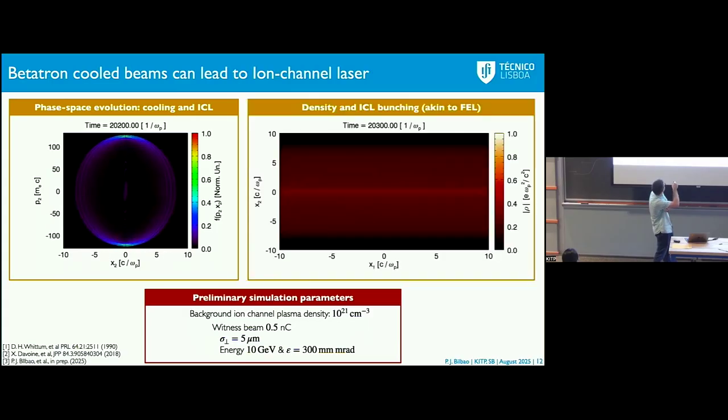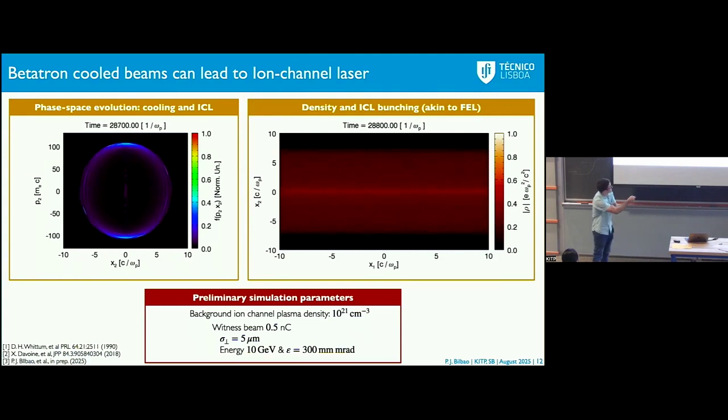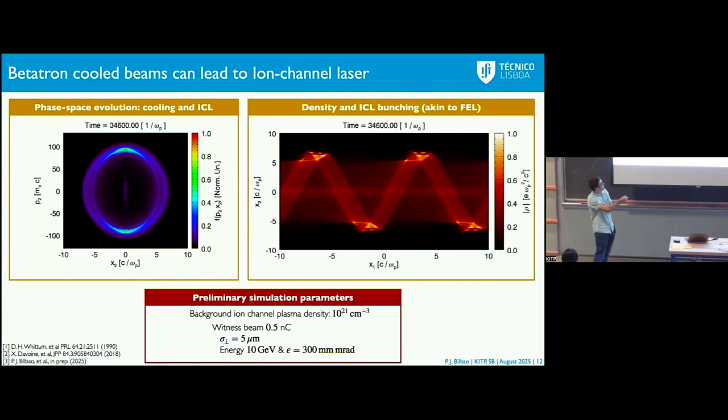On the right-hand side, I'm plotting now the density of the beam as it goes through the ion channel. You see that there is some phase bunching occurring here, and you see it in space, forming these bunches. These are very similar to the structures that you form in free electron lasers. This produces coherent radiation, and this has only been 5 millimeters of propagation in a high-density ion channel. I should also highlight that this is within current experimental capabilities. We can do these plasma densities, and we can do these kinds of energies from accelerators.